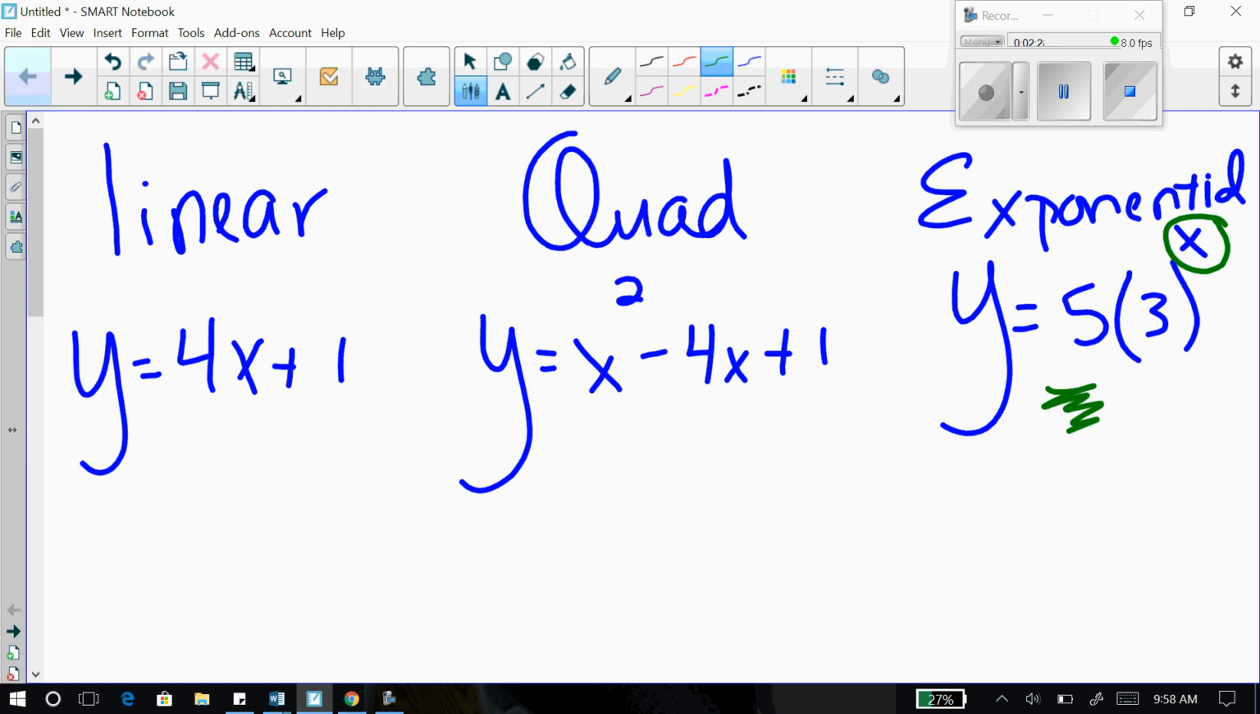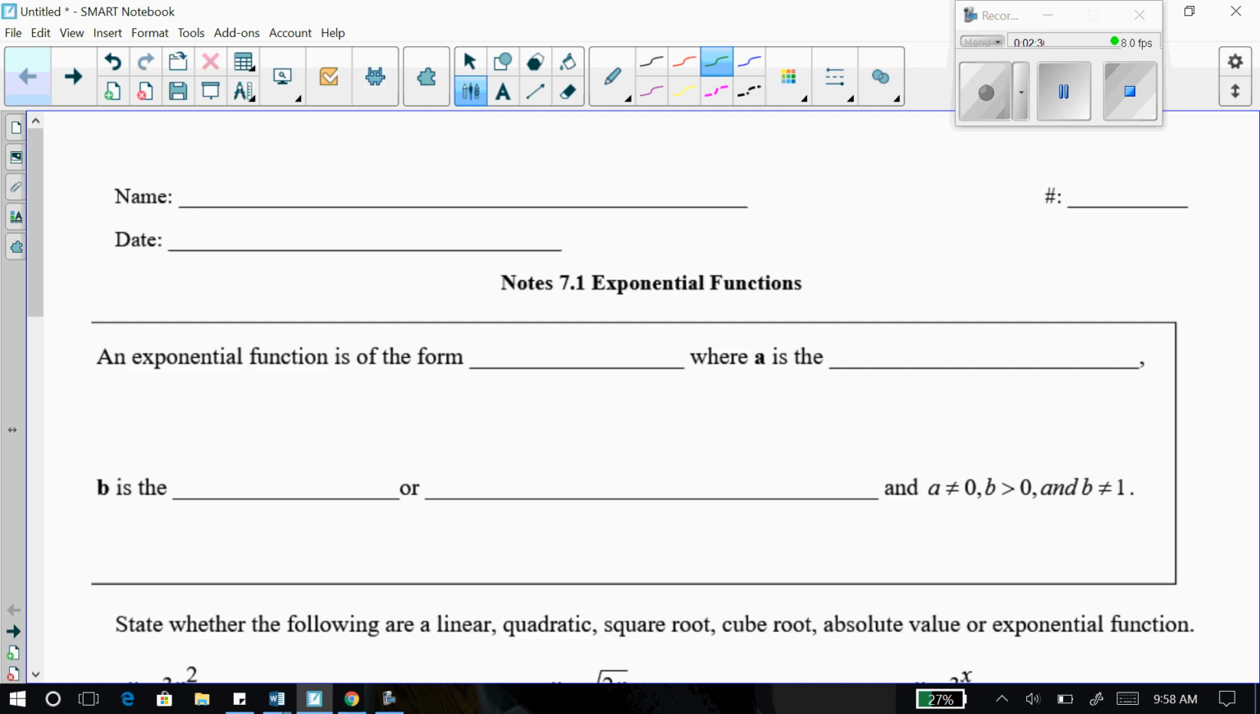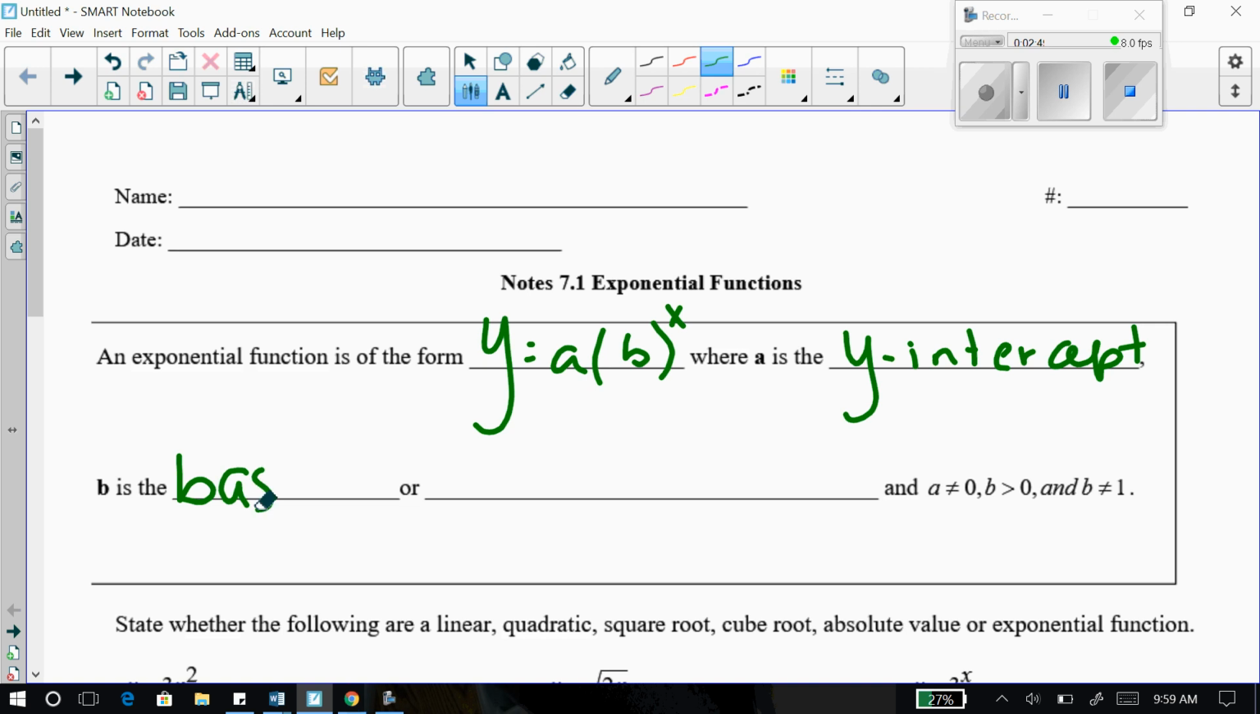So let's look at exponential. An exponential function is in the form y equals a b to the x, where a is the y-intercept. So that would be the first point that we could graph. We were going to graph them. B is the base, or what we call the multiplying factor.